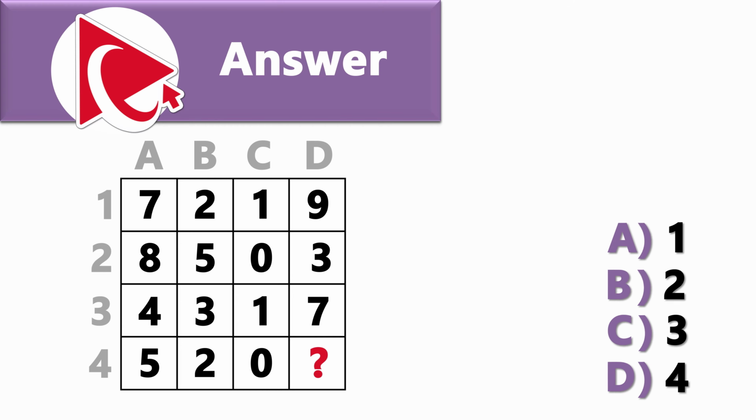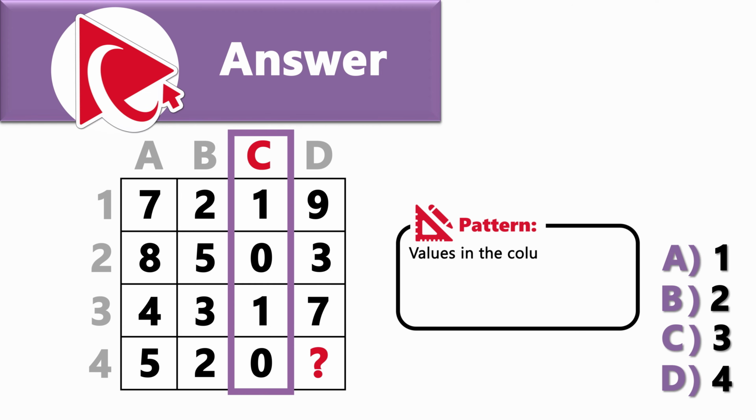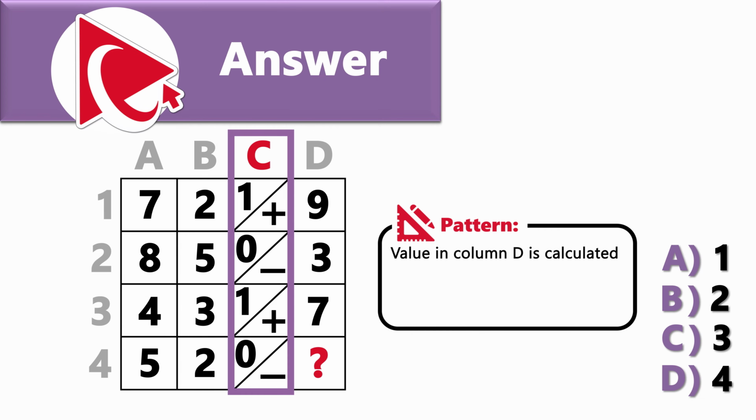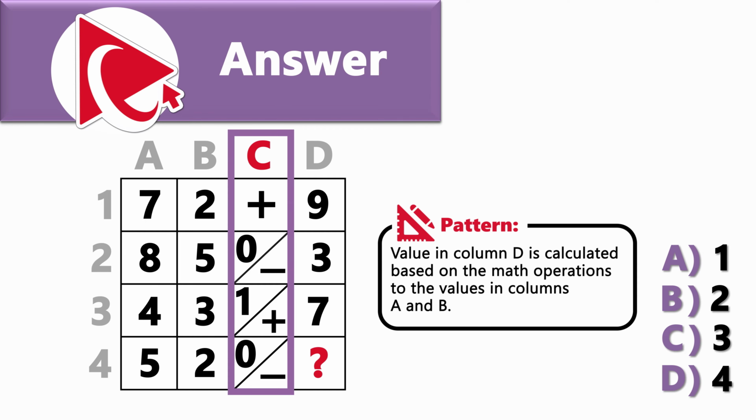What's unusual about this puzzle is that values in column C define the sign for the math operation. The value 1 is equivalent to addition, and value 0 is equivalent to subtraction. Once you know this rule, you can calculate the value in column D based on the math operations applied to the values in columns A and B. Let's look at an example. To make it easy, let's substitute the numbers in column C with the math operations. The operation for row 1 would be plus, which is addition. For row 2 it would be minus, which is subtraction. For row 3 plus again, and for row 4 minus.